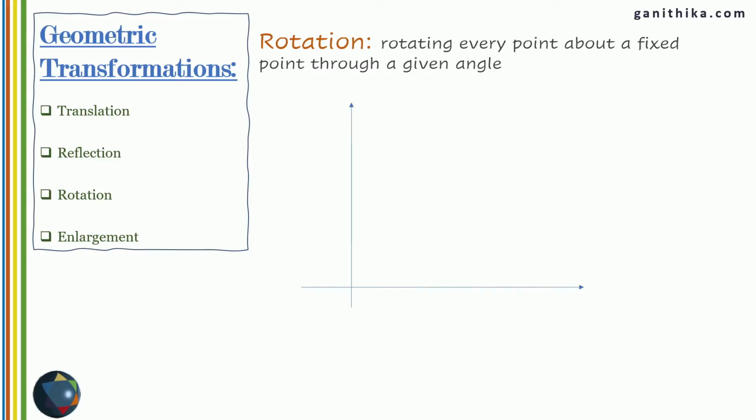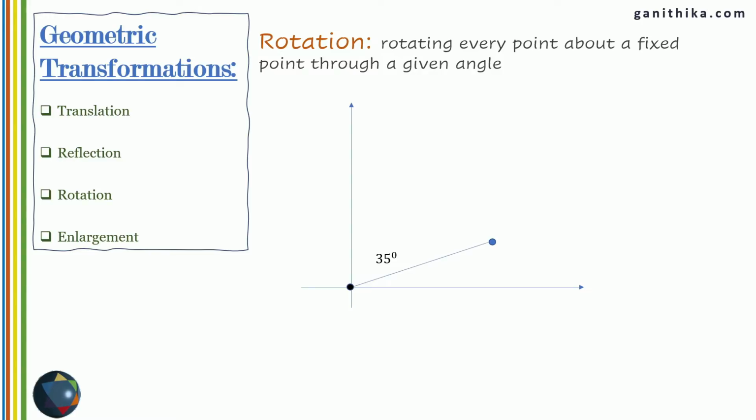So you need a fixed point to rotate and you are supposed to be given a fixed angle. For example, if I have a point here and I want to rotate this about the origin, this is the fixed point, and I want to rotate it over 35 degrees. So I want to rotate this point about the origin through 35 degrees. How will I do this?